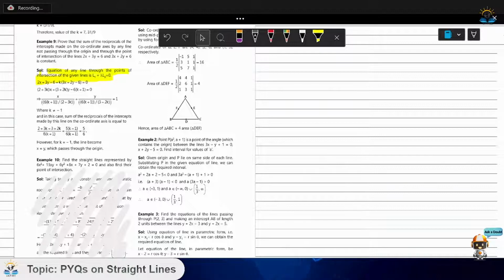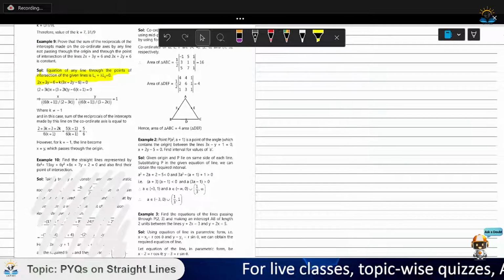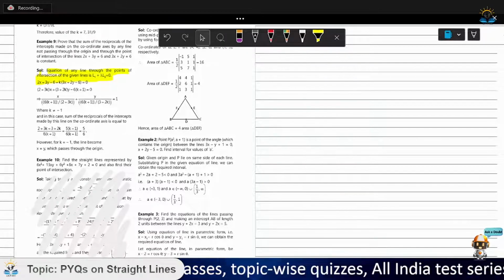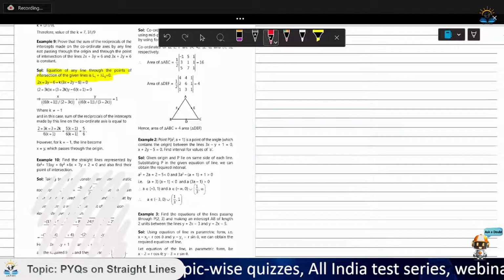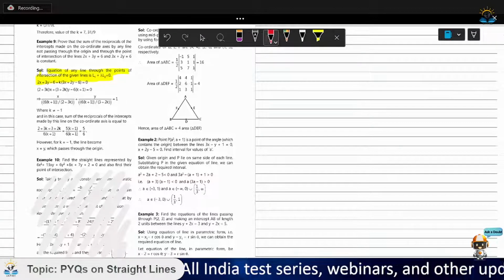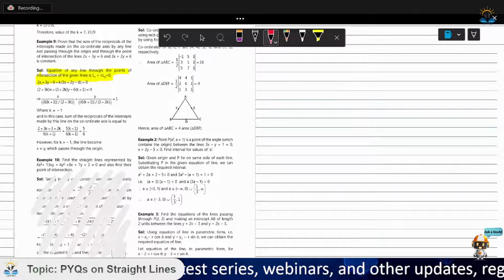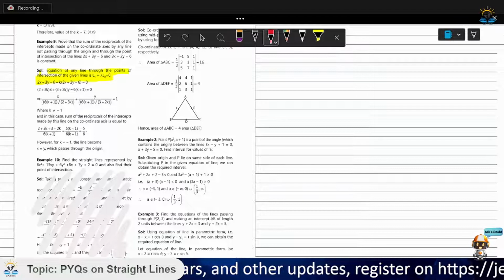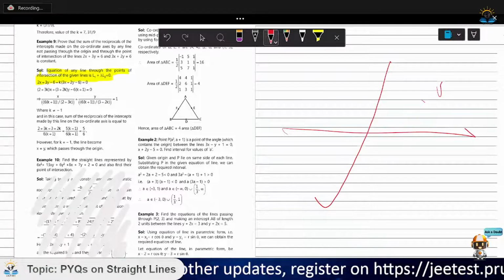We have a point (a square, a plus 1), a point of an angle which contains the origin between the lines. Find the interval for the values of a. Okay, so one thing is if both points are lying in the same region, we know that the product is greater than 0, not less than 0. These are the two points, and here is the origin.